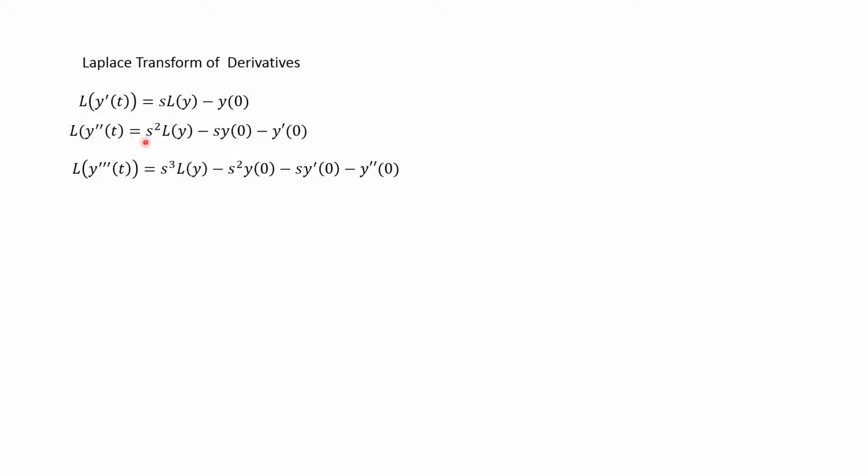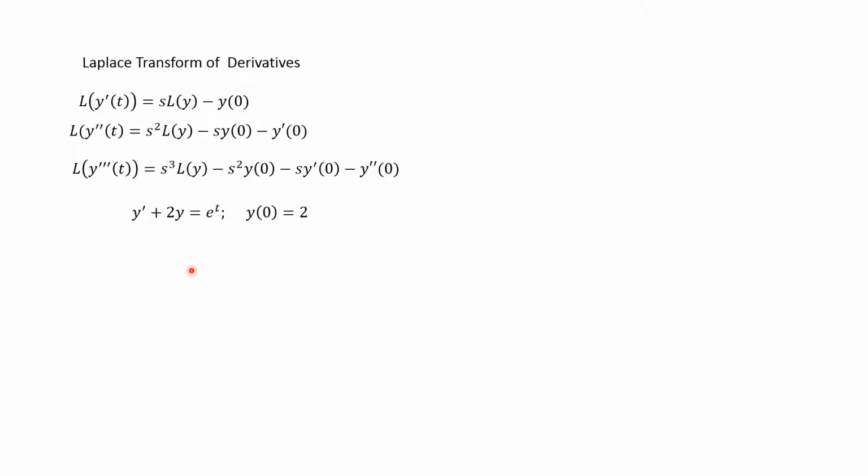Look at L of y double prime, that is s squared L of y minus s y of 0 minus y prime of 0. That is descending powers of s: s squared, s, and s to the 0, as well as ascending order of differentiation for y of 0. So y of 0 and y prime of 0 are all negative, and here are all positive, with all having L of y.